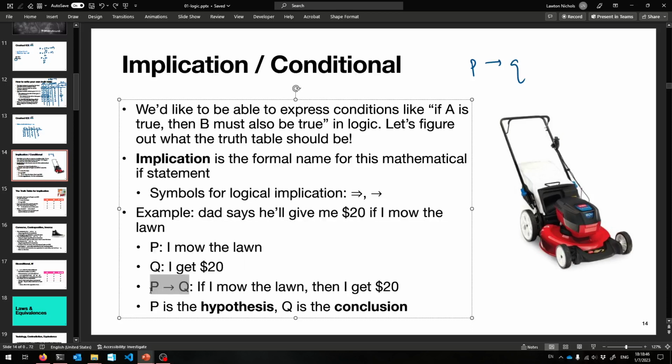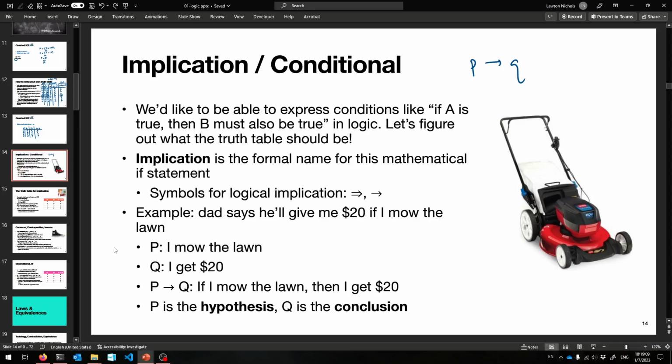He is claiming that if I mow the lawn, if this is true, then Q will also be true. I get $20. That'll also be true. Okay? So if I mow the lawn, then I get $20. P implies Q. P arrow Q. Okay? So P is the hypothesis. That's the thing that has to be true. If this is true, under that assumption, Q is the conclusion. It's the thing that you can conclude to be true if the first thing is true, if the hypothesis is true.